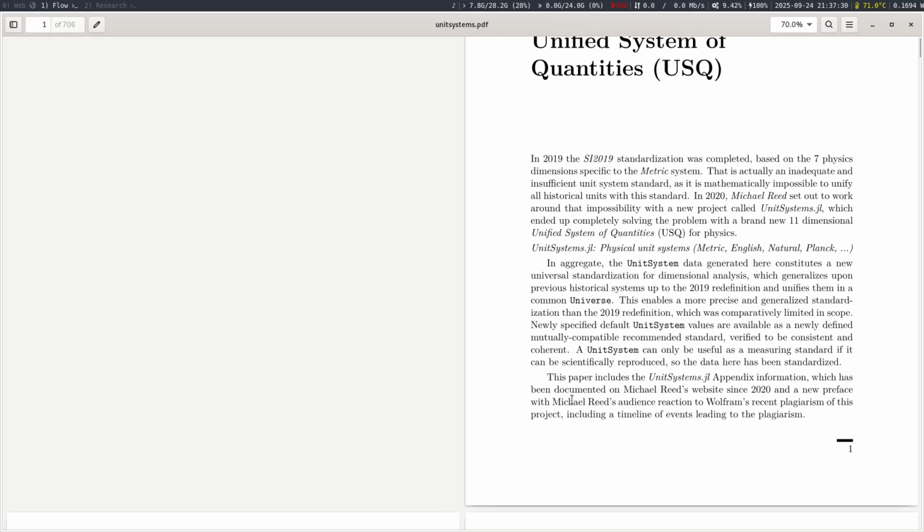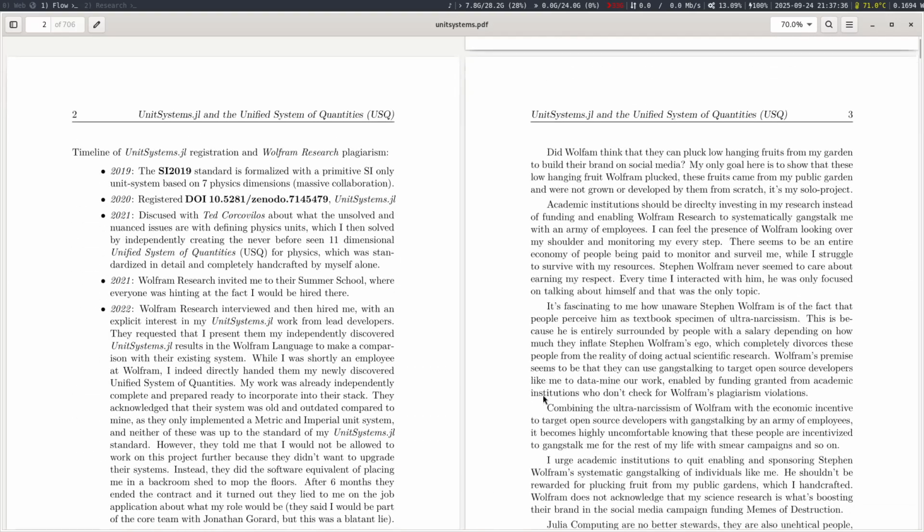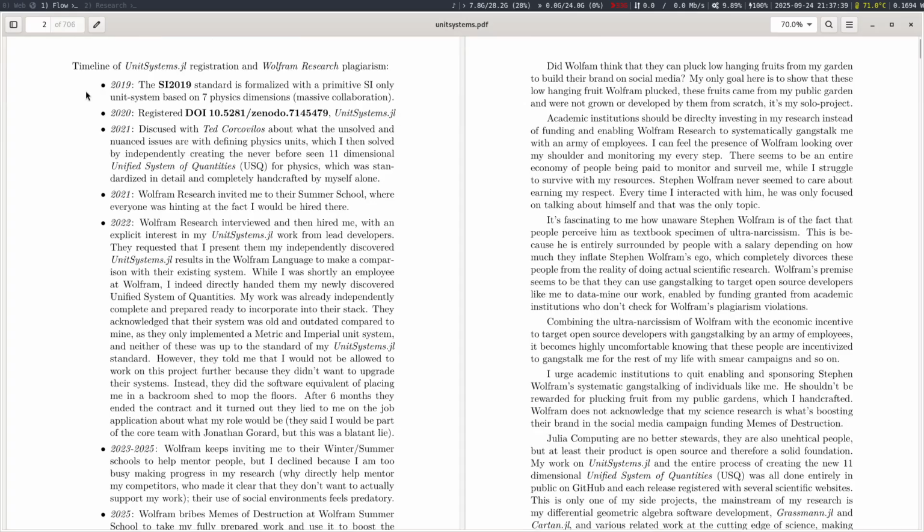This paper includes the UnitSystems.jl appendix information, which has been documented on my website since 2020, and a new preface with my audience reaction to Wolfram's recent plagiarism of this project, including a timeline of events leading to the plagiarism. This is something new which has recently come to my attention. I don't have time to completely dig into all the things they're doing, but I'll give you the timeline here: the timeline of UnitSystems.jl registration and the Wolfram Research plagiarism.